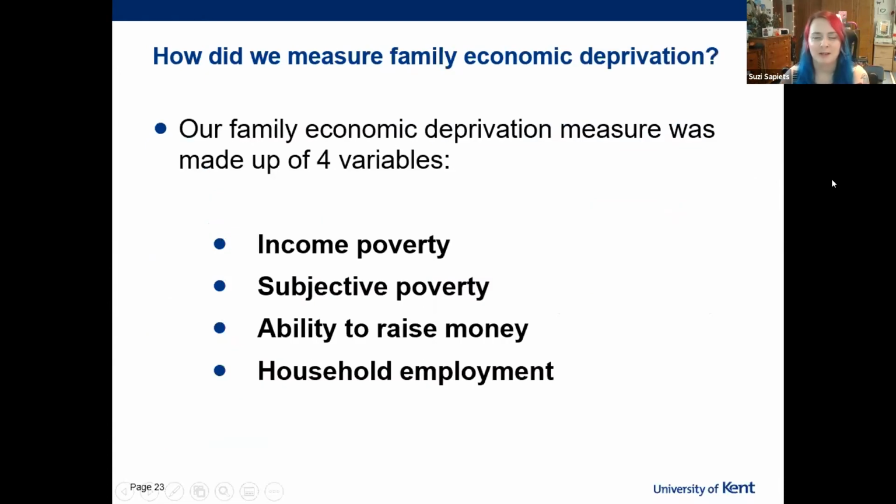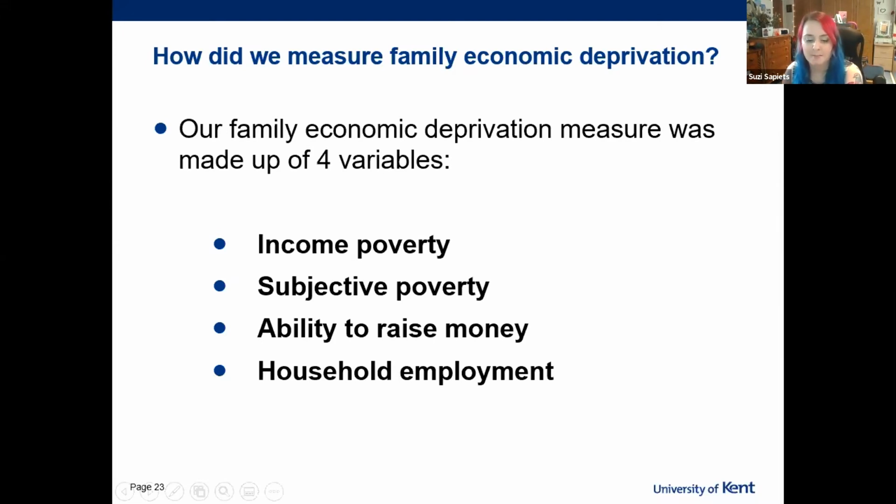So how did we measure family economic deprivation? We measured it in 4 ways with 4 different variables. The first was looking at family income poverty. To do this, annual income was equivalized, which means it takes into account the number of children and adults that live in the household. And then this was used to identify families who are living in poverty, which is defined as an income below 60% of the UK median equivalized income, or participants who are not living in poverty if they're above that threshold.